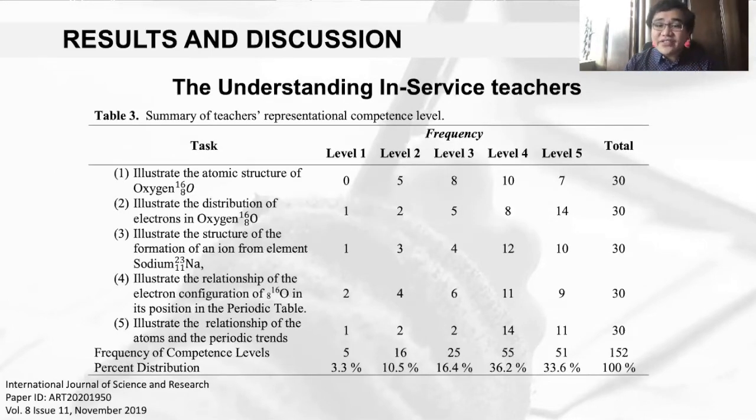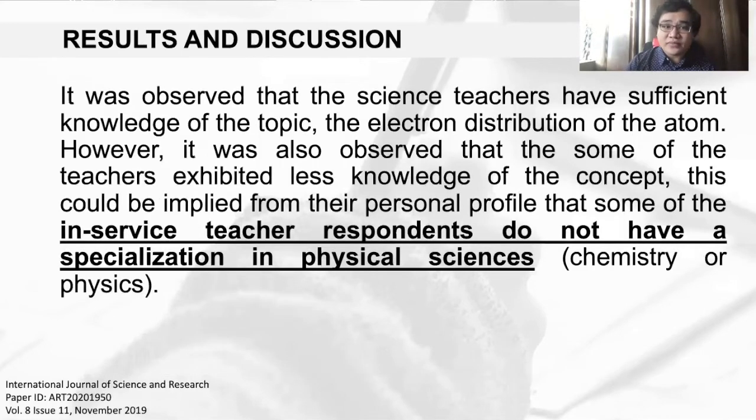For the in-service teachers, these are the teachers who have been teaching. The same activity and the same rubric were used to assess them. As you can see, the highest frequency falls in level 4 and level 5. Of course, that is expected because they are teachers. But why is there a certain percentage in level 1, 2, and 3? What could be the possibilities?